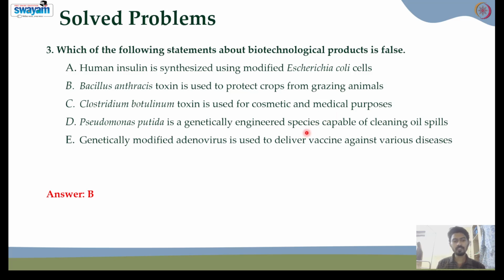And Pseudomonas putida, which is often referred to as a superbug, is a genetically engineered species. It has been used for cleaning oil spills. Oil spills are nothing but liquid hydrocarbons, and Pseudomonas putida helps in cleaning these hydrocarbons, converting them into non-toxic form. And the next option, genetically modified adenovirus, acts as a vector, a vehicle, to deliver vaccines against various diseases. So among these, option B is false, and you all said correct. Option B is correct.